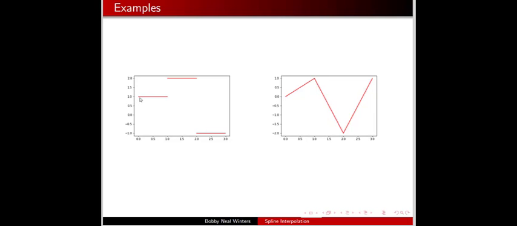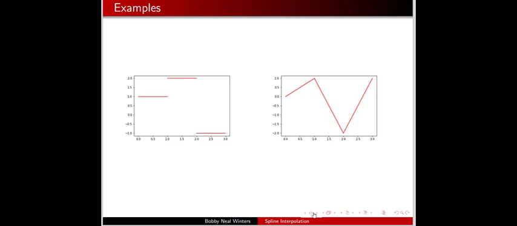This first one is a spline of degree 0, which is just a step function. This here is a spline of degree 1. It's a linear approximation, so just linear interpolation of your function.